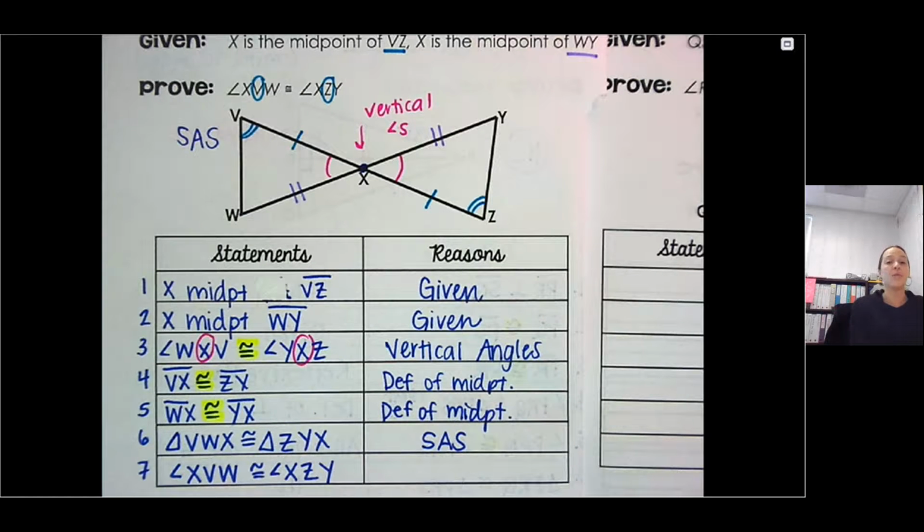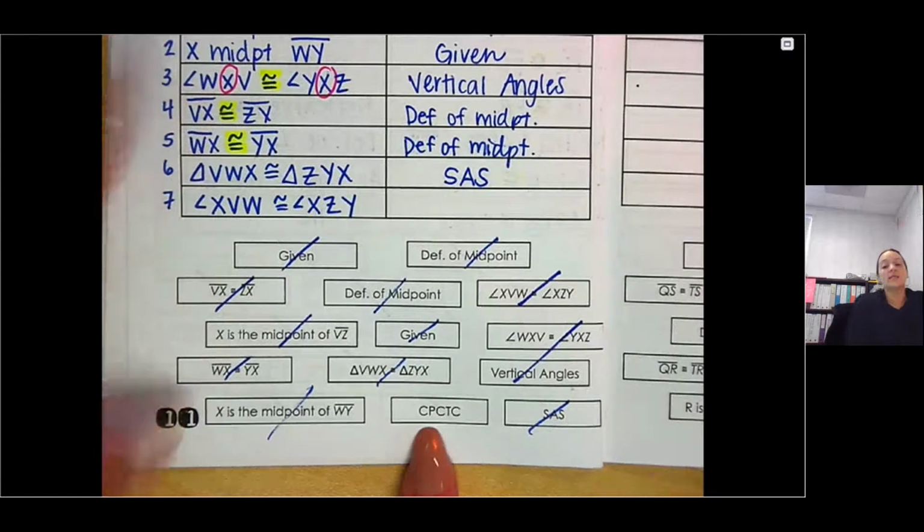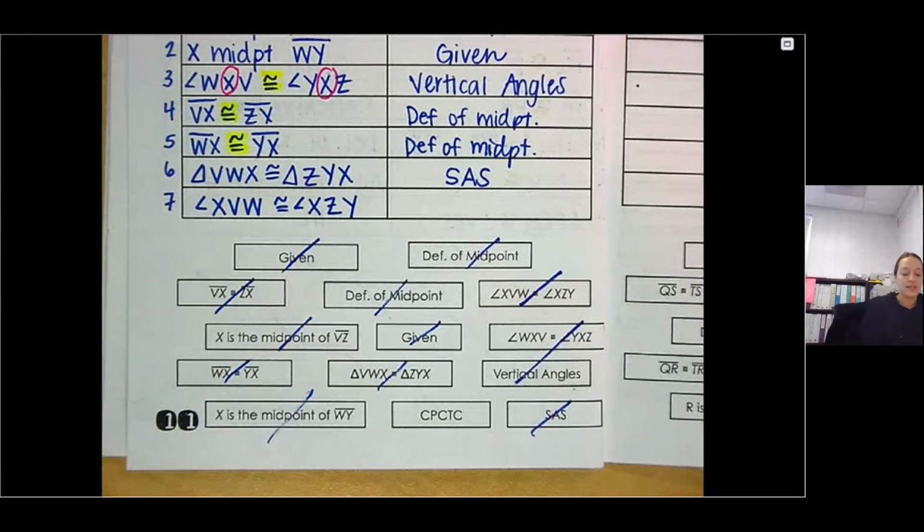Now, we don't write that as the words. What we write is this little acronym here. It says CPCTC. It stands for corresponding parts of congruent triangles are congruent, which is a fancy way of saying if you have two congruent triangles, everything about them is the same. That's what that sentence there means. As soon as you have two congruent triangles, everything is the same.